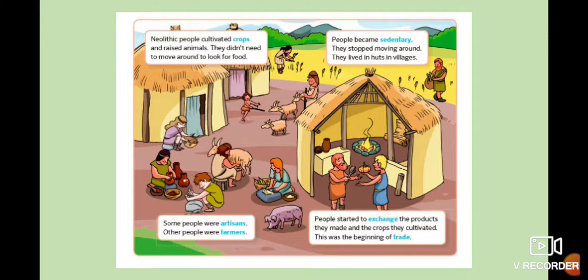People became sedentary. They stopped moving around and they lived in huts in villages. And people started to exchange the products they made and the crops they cultivated. This was the beginning of trade. Okay, that means the artisans started to exchange the products that they created with other communities, and this one is the beginning of trade.